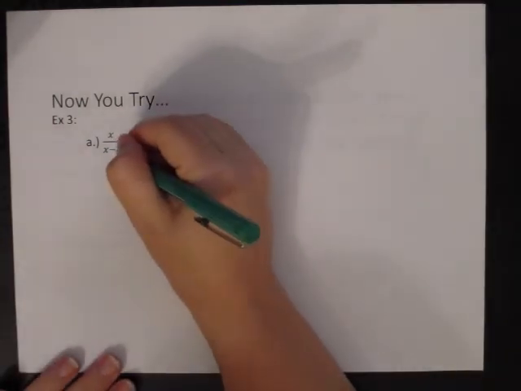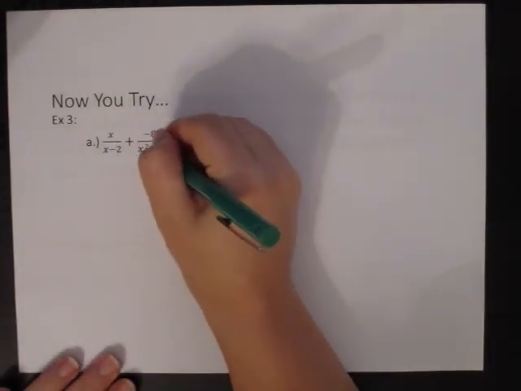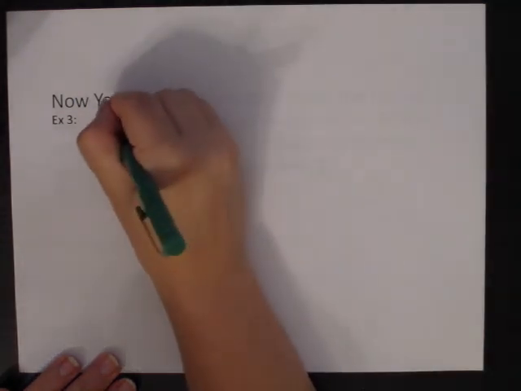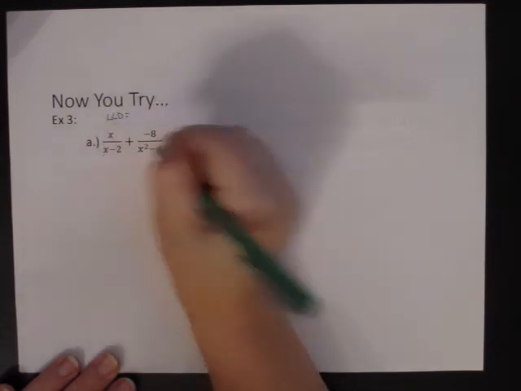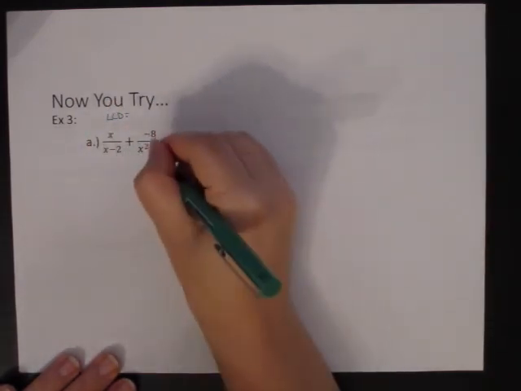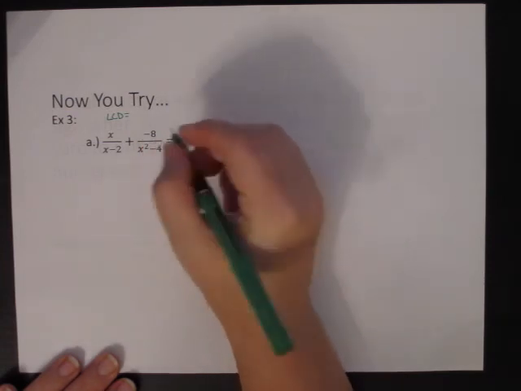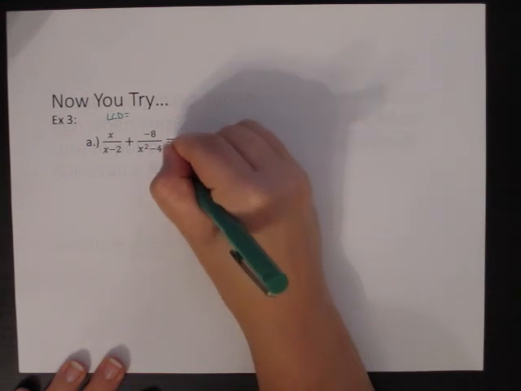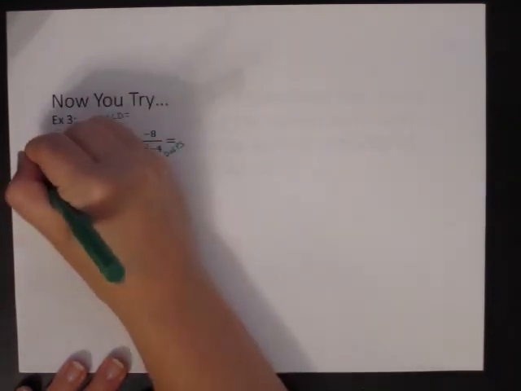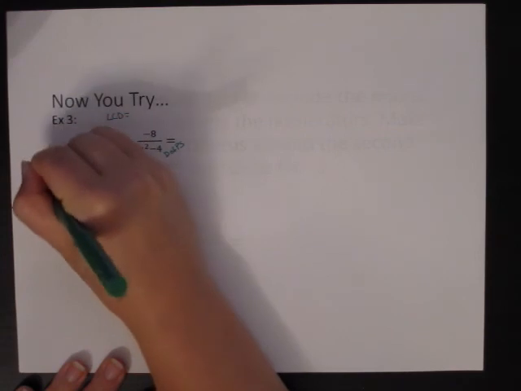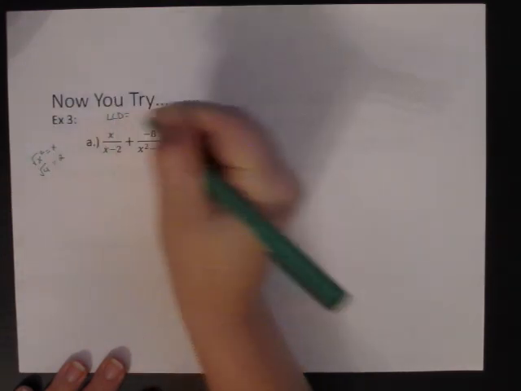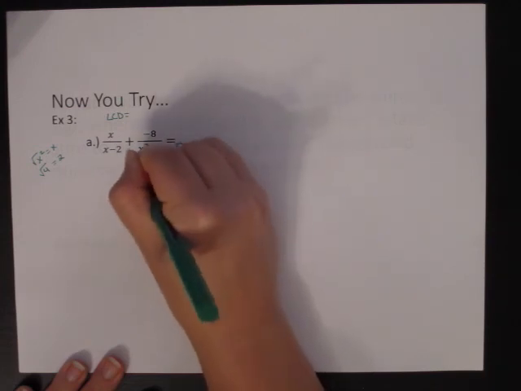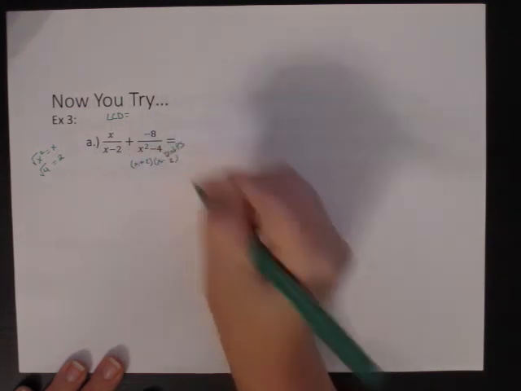Alright, so if we have x over x minus 2 plus negative 8 over x squared minus 4, first thing I notice is my denominators are not the same, so I need an LCD. I look to see if I can factor the first one. I can't. I got x squared minus 4, 2 terms, so it's either going to be a GCF or a difference of perfect squares. This is a difference of perfect squares, so I take the square root of x squared, which is x. I take the square root of 4, which is 2. I set up my parentheses. I go plus minus, so x plus 2, x minus 2.